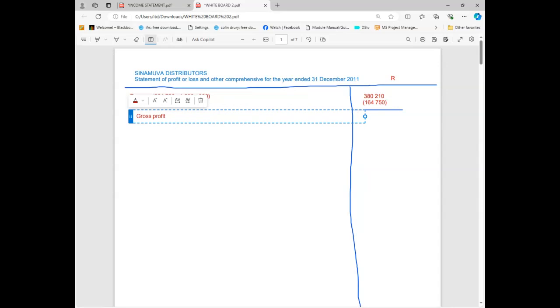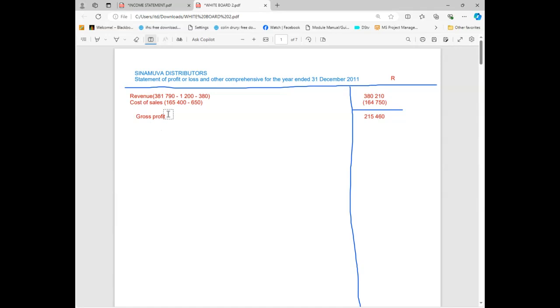How much? 215,460. 120. That's what we call gross profit. Sometimes they call it gross income because we got a positive when we found the difference between the sales. Sales are more than cost of sales, so we made a gross profit. But in future, if it's negative, you must accept it. It will be called gross loss.